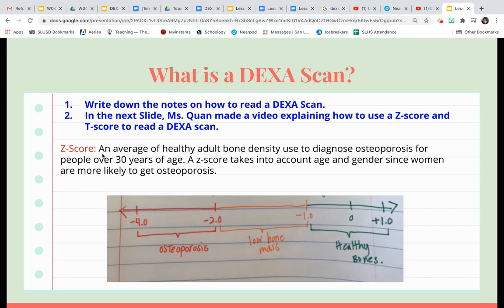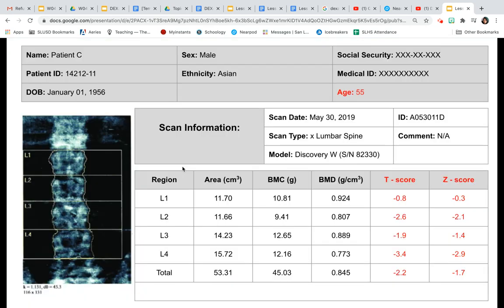The reason why we use a different score for individuals over 30 is that it would kind of be unfair if you are higher in the age brackets and you're comparing yourself to the bone density of someone much younger and healthier, right? It's kind of not comparable. You'll always come off as unhealthy. So that's what the Z-score is for.